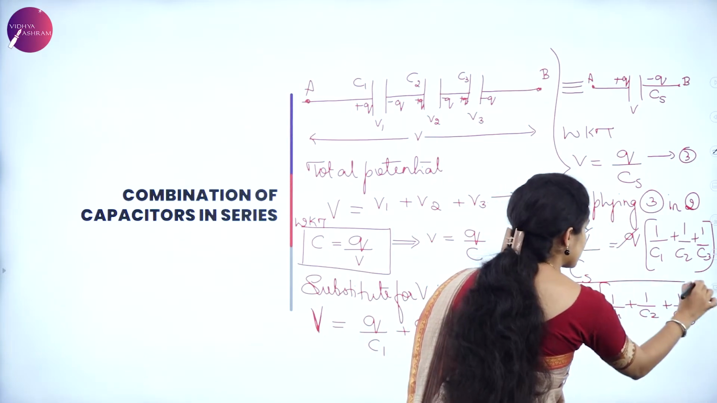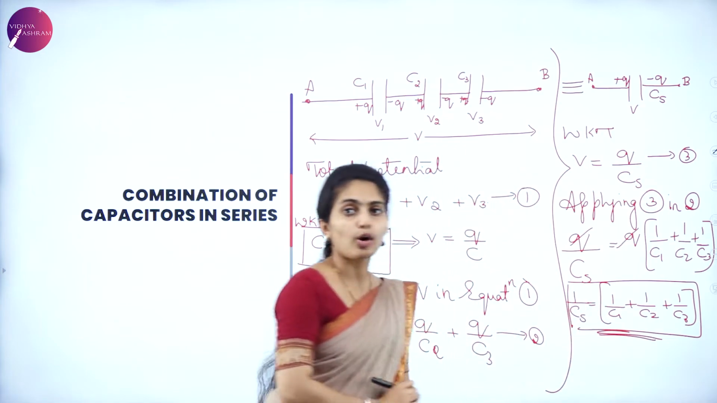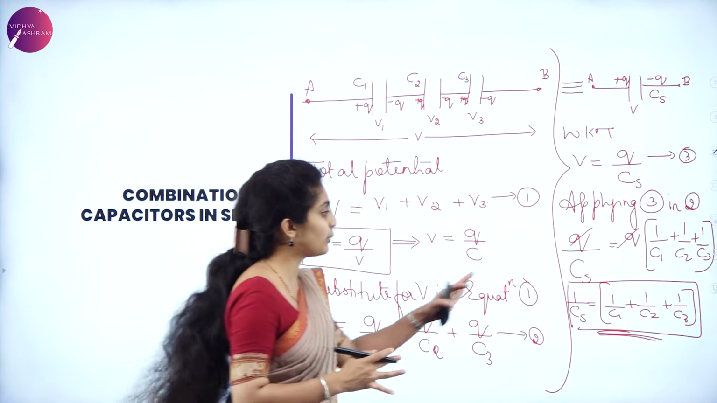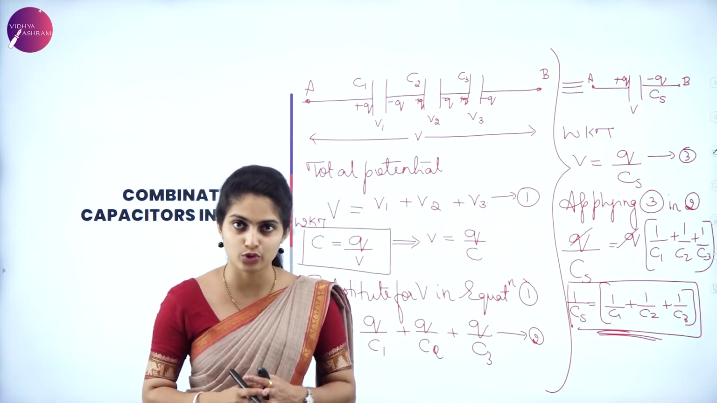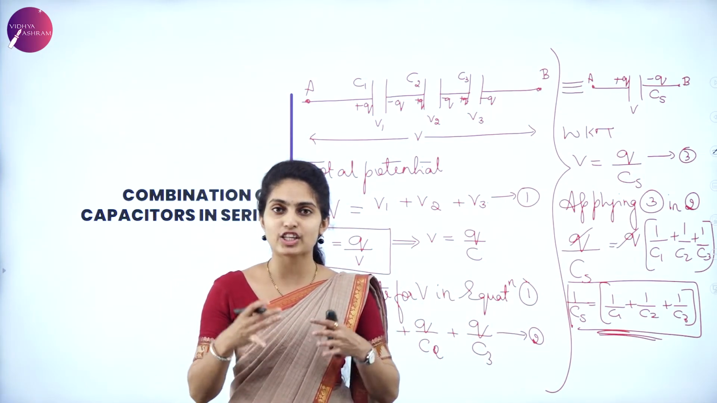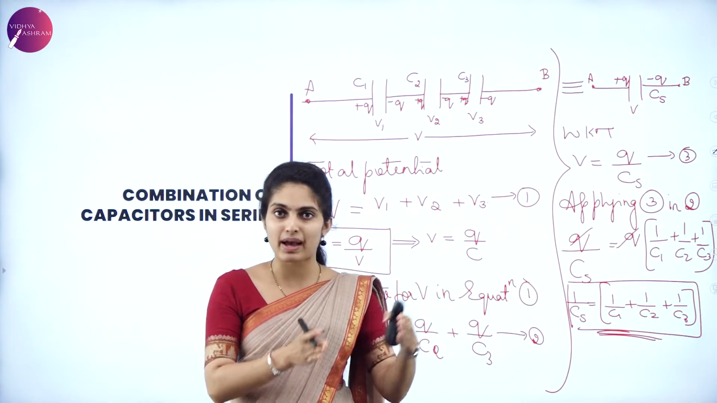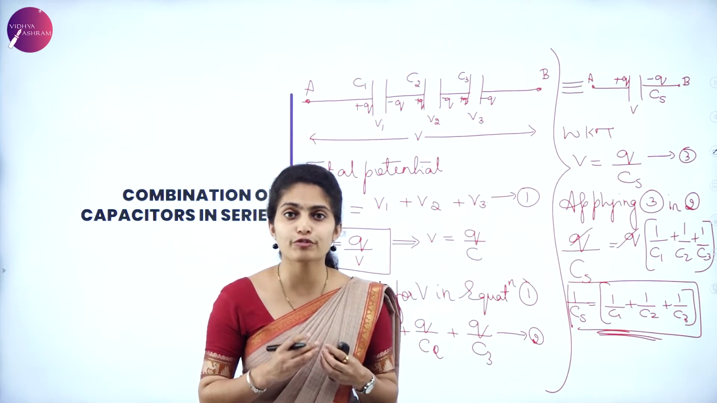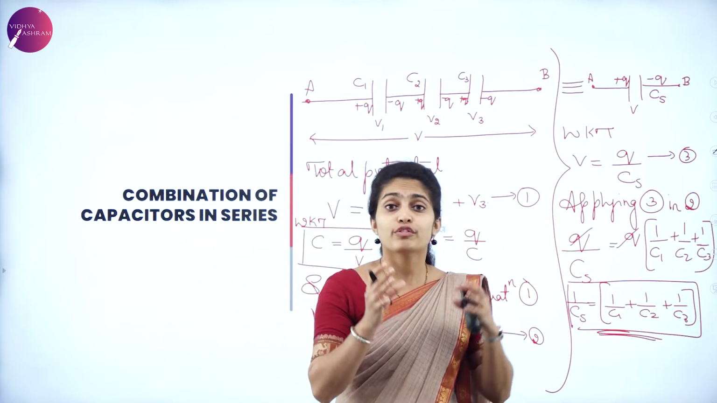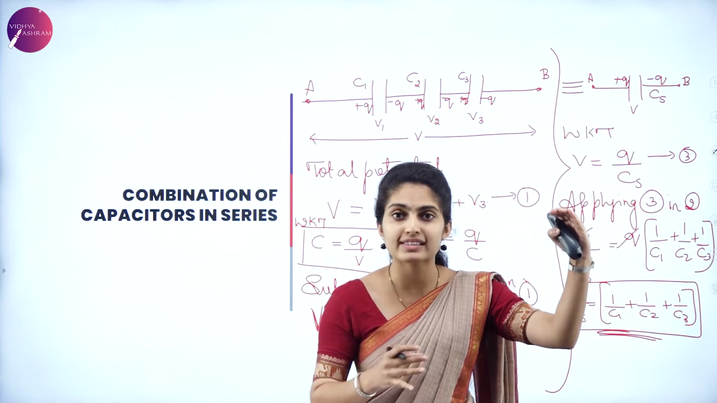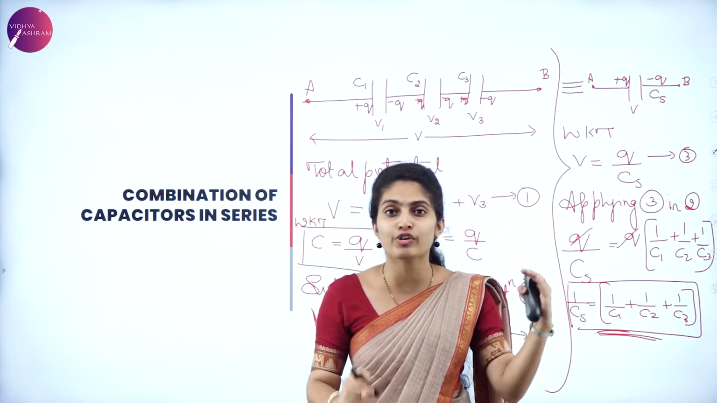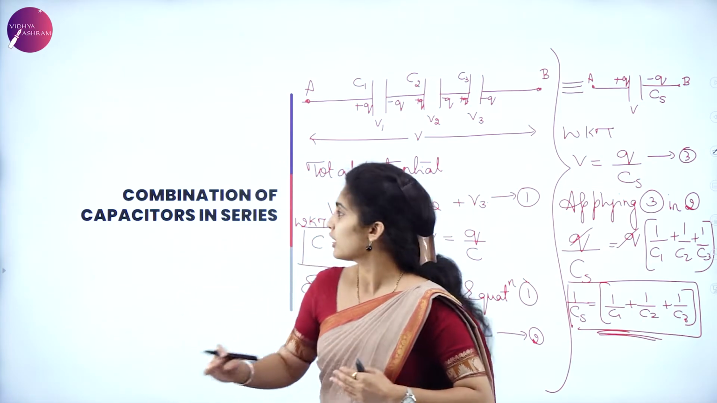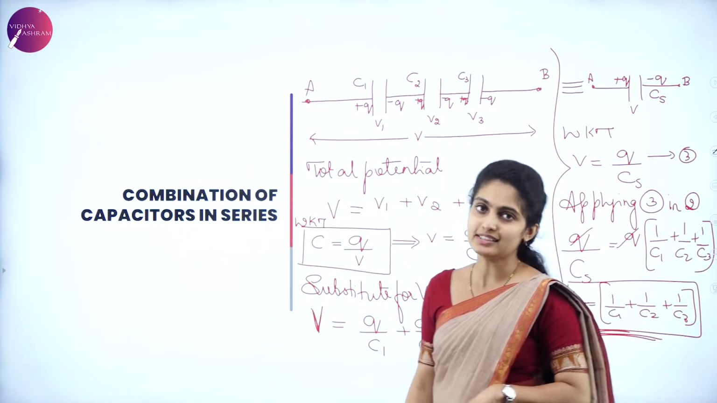So this is the combination of capacitors in series formula. This is a very important formula that you will have to know. So what is the application of connecting the capacitors in series? It is that from a higher value of capacitance, remember, from a higher value of capacitance, we can obtain a lower value of effective capacitance. That is the application of combination of capacitors in series.